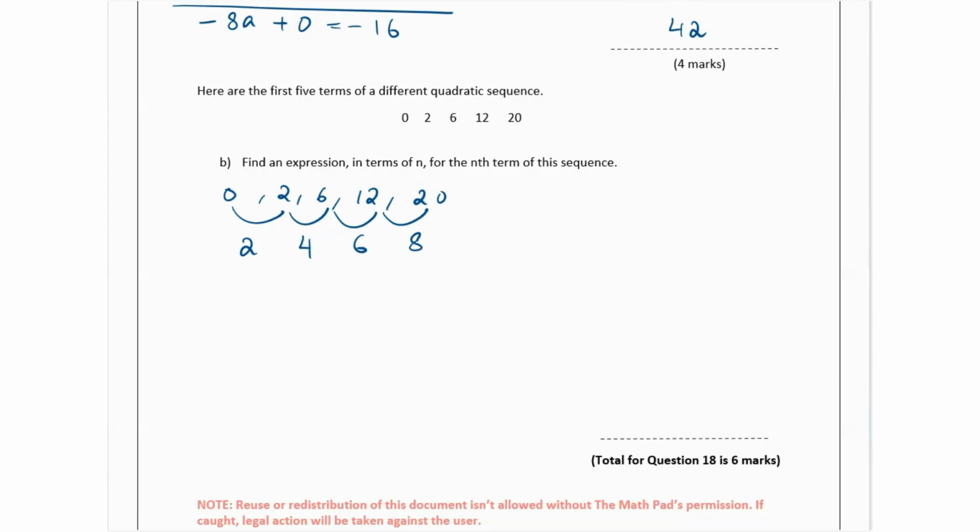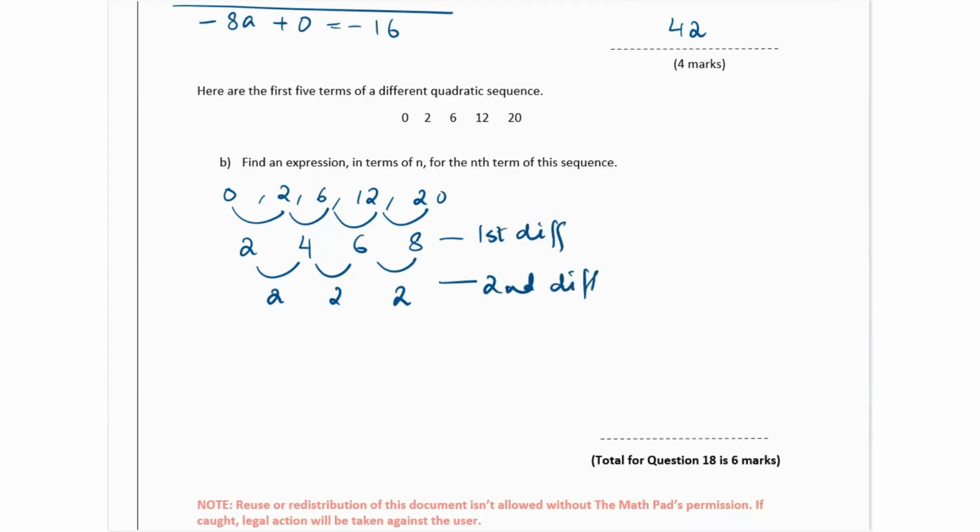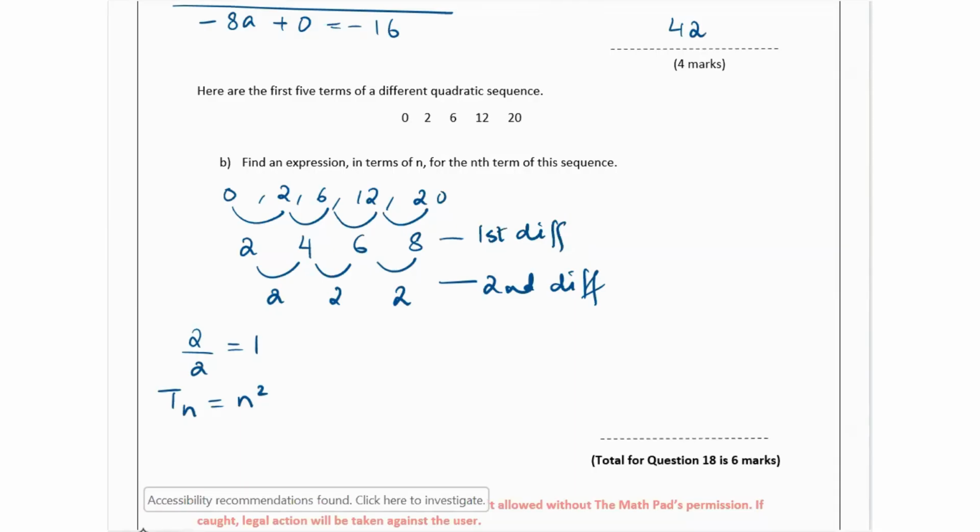Then we again find the difference because the first difference is not common. So that's 2, 2, and 2. First difference, second difference. Remember that in a quadratic sequence, your second difference will always be common, not the first. Once you have found the second difference, you divide it by 2. The second difference is 2 in this case, so 2 divided by 2 is 1. So this 1 becomes your coefficient of n squared. So we assume that Tn is n squared in this case, because the coefficient of n squared is 1.